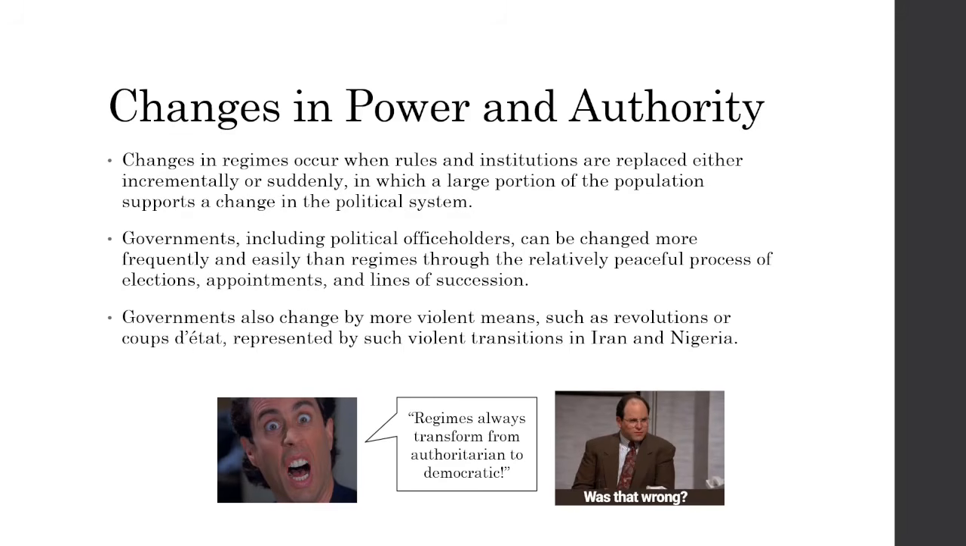Now, Jerry here says that regimes always transform from authoritarian to democratic, and that is just not true. In this course, they really only go from authoritarian to democratic. However, they can go from democratic to authoritarian if they adopt authoritarian characteristics. So if a country starts having unfair, uncompetitive, unreliable elections, they're transferring back to an authoritarian regime.